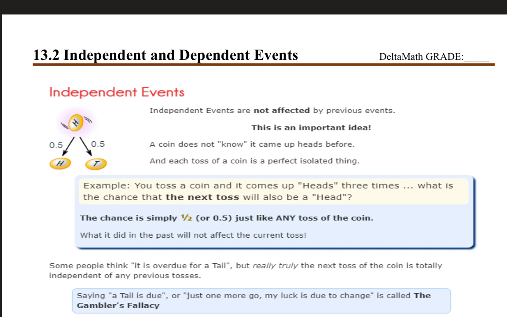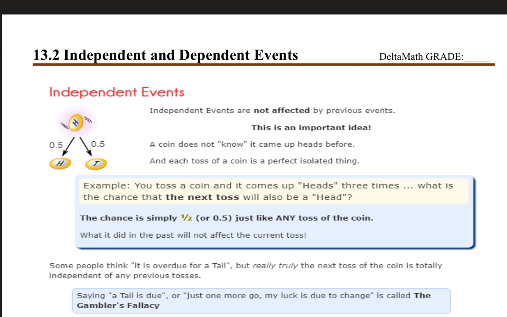Now we are moving on to our next part in Unit 13. We're going to talk about independent and dependent events, right? You may know a definition of what independent means and what dependent means if you're an independent person. Think about that, and let's talk about extending that. So, first thing is independent events.